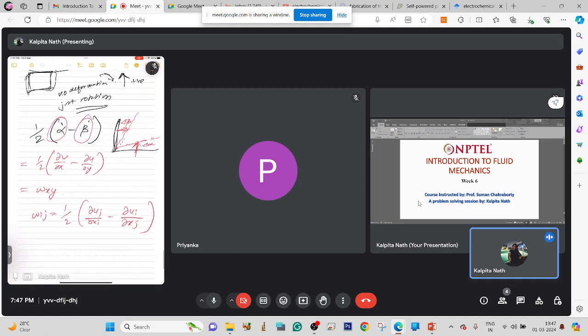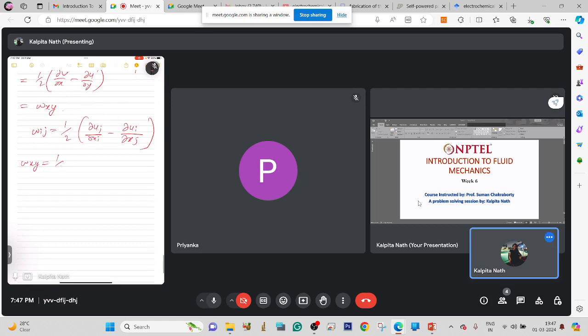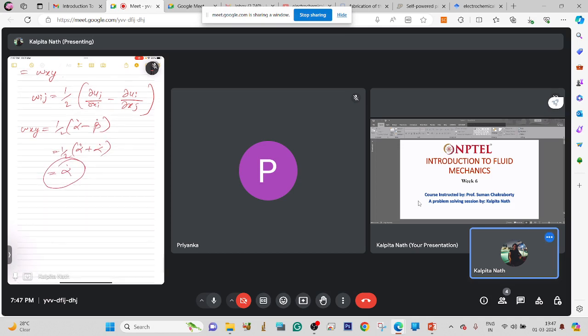So if the body is rigid, then what will wxy be? At that time, if the body is rigid, then obviously alpha dot is equal to minus beta dot, so this will be half of alpha dot minus beta dot, so that will be half of alpha dot plus alpha dot, so that will be alpha dot.